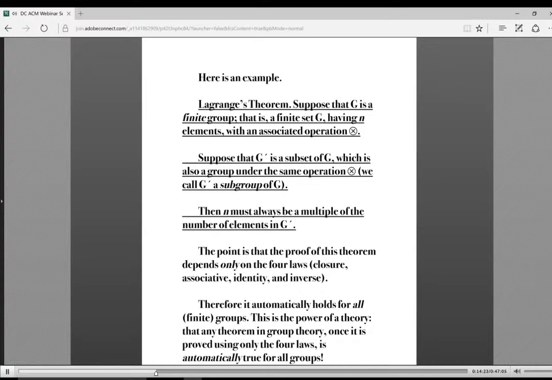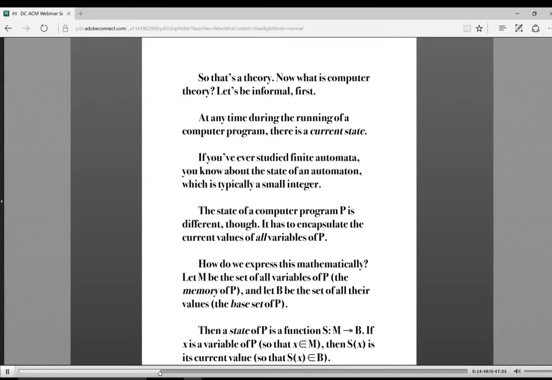The point is that the proof of this theorem depends only on the 4 laws: closure, associative, identity, and inverse. Therefore, it automatically holds for all finite groups. This is the power of a theory, that any theorem in group theory, once it is proved using only the 4 laws, is automatically true for all groups. So that's a theory.